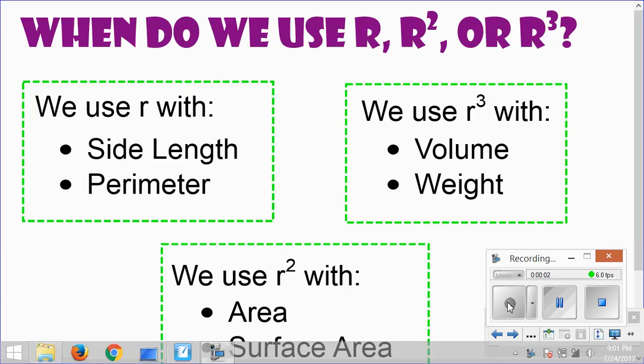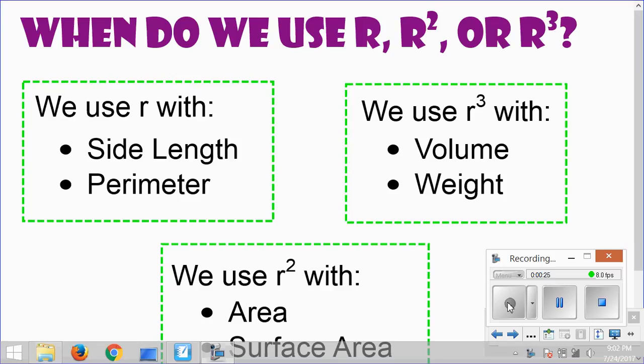Okay, so we're going to talk about the r squared, r cubed theorem. Now, we've already talked about the similarity ratios and the scale factors a little bit, and you looked at volume last night in your homework. But today we're going to take a look at some other uses of the r squared, r cubed. And I don't think we talked about it in terms of r squared, r cubed.